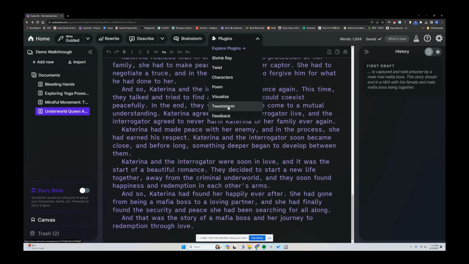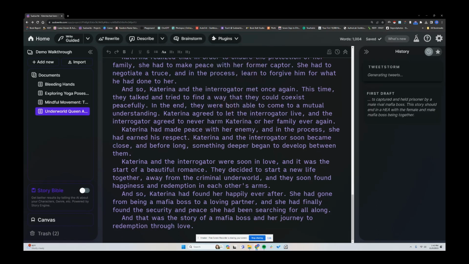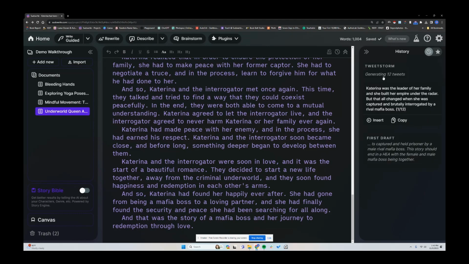Tweet Storm. I have not used that. Let's click it. Generating some tweets. Okay, so it's generating 12 tweets. Katerina was the leader of her family, and she built her empire under the radar. But that all changed when she was captured and brutally interrogated by a rival mafia boss. So I actually kind of like that.